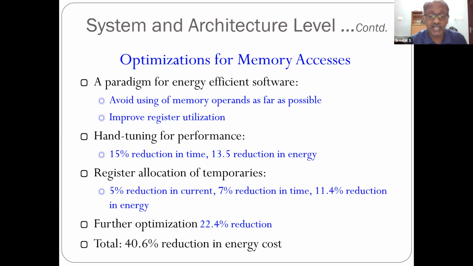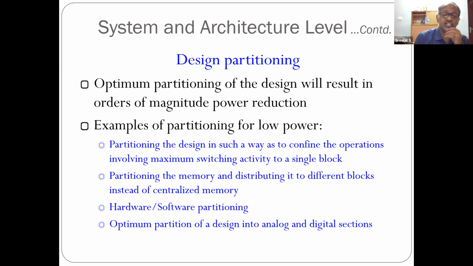Then optimization of memory access is another thing. As we all know, when a chip has to access memory, then a lot of power goes for that. So optimization of memory access: avoid using memory operands as far as possible, then improve register utilization, because if we improve the register utilization, then the memory will not be accessed. Then 15% reduction in time can be obtained by hand tuning the performance. So 5% reduction in current, 7% reduction in time, etc. Further optimization can lead to further reduction. So totally, what they have calculated is that by optimizing the memory access, approximately 40.6% reduction is possible.